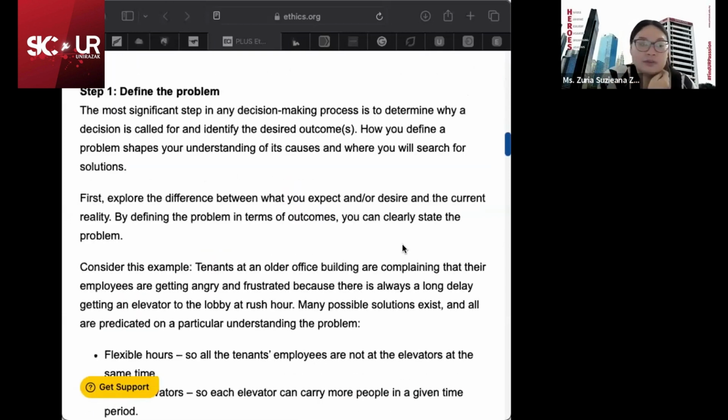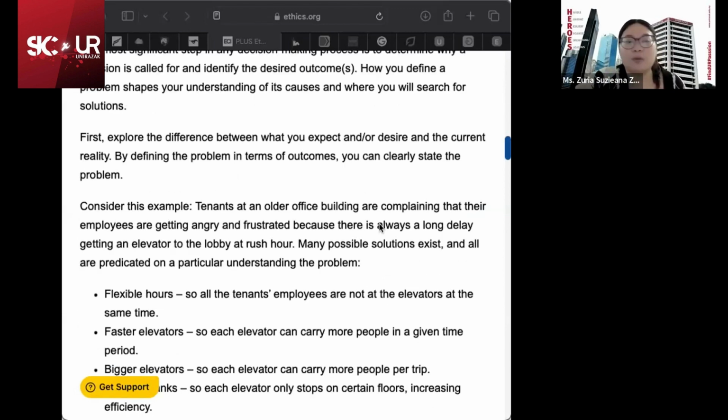Okay, so the first one is to define the problem. Okay, so this is very significant. This is very imperative for you to determine why a decision is called for, and then you have to identify the desired outcomes as well. Okay, so consider this example. The tenants at the older office building are complaining that their employees are getting angry and frustrated because there is always a long delay getting an elevator to the lobby at rush hour. Many possible solutions exist, all predicated on a particular understanding of the problem.